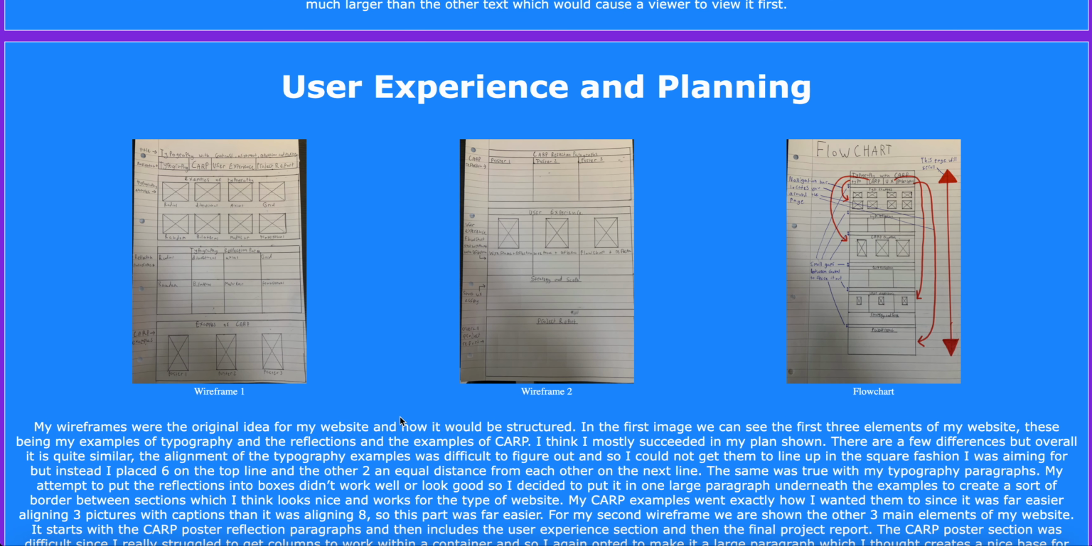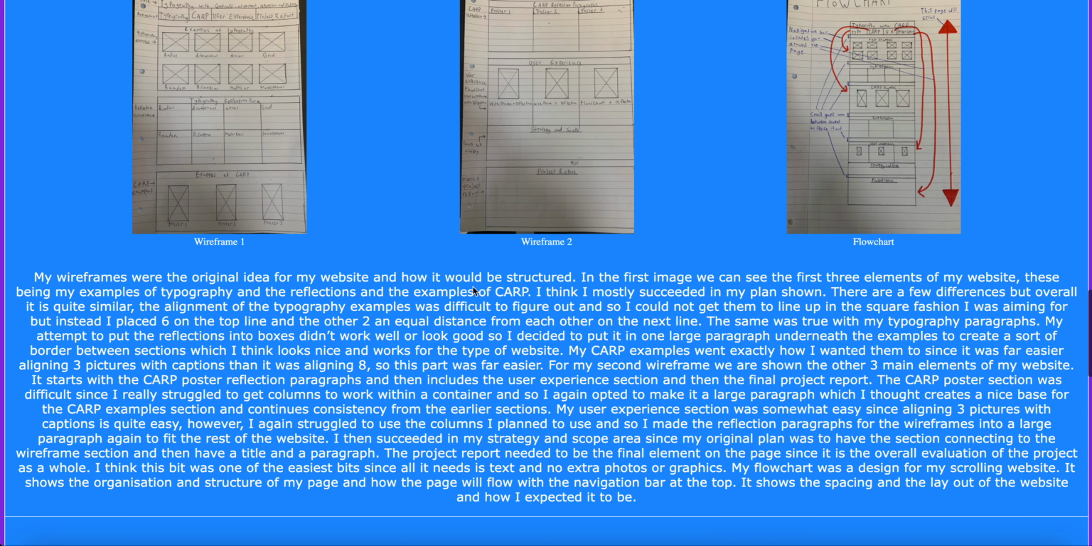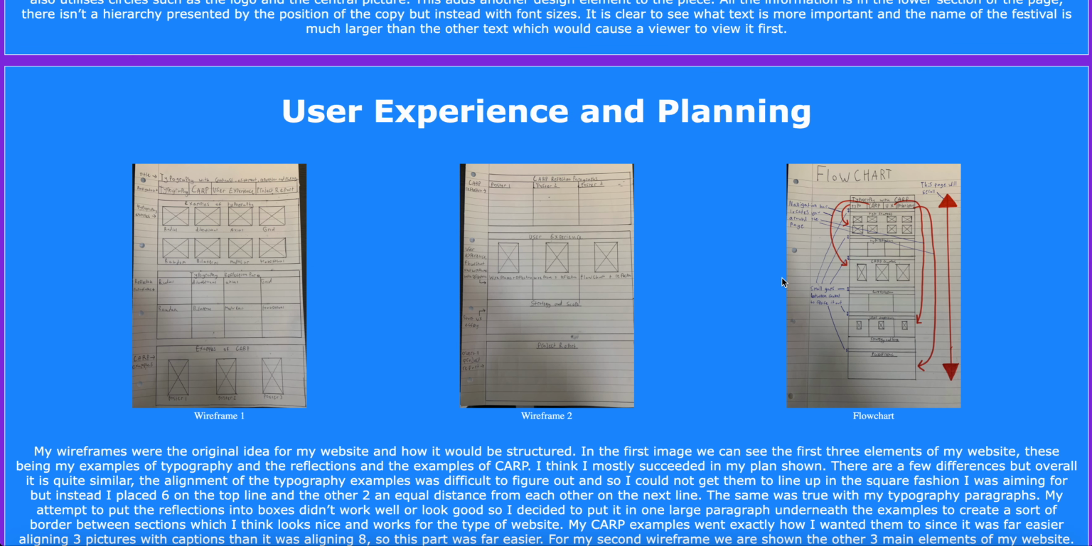So in the user experience and planning, I have 2 pictures of my wireframes and a picture of my flowchart. These were meant to show how I plan to lay out the page and how I plan to design it and how I plan to make it flow. Along with the reflection paragraphs for the wireframes.